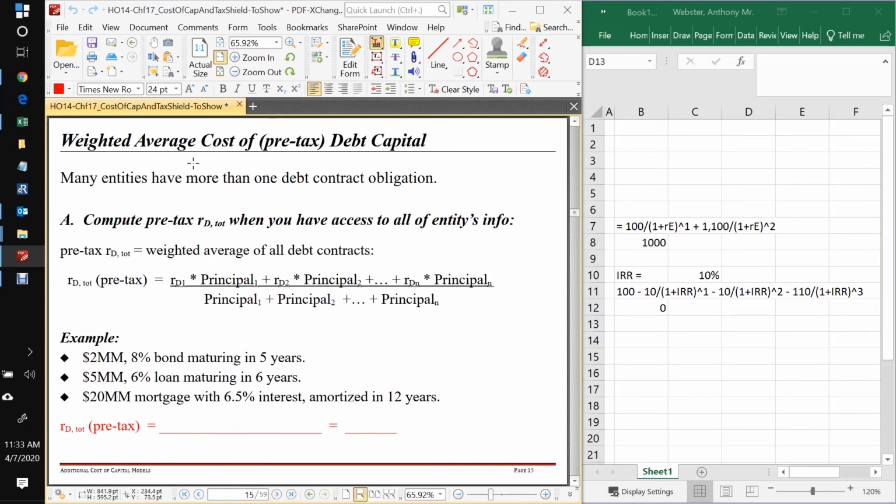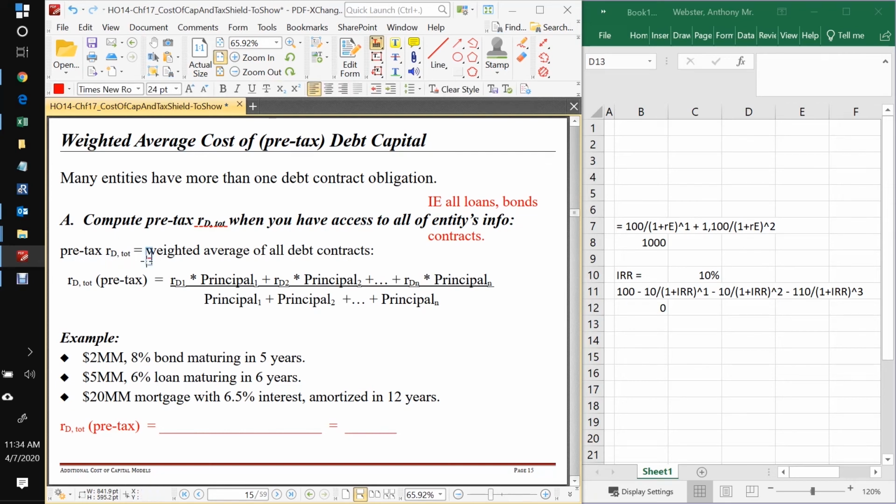So now let's think about weighted average cost of pre-tax debt. Most entities, I would say, really have more than one debt contract alive at any given time. So we want to be able to compute their total weighted average cost of debt capital when that's true, and when we do have access to all of the entity's info, i.e. all loans, bonds, and the contracts for these, so we know all the details. Then we can get their pre-tax total cost of debt.